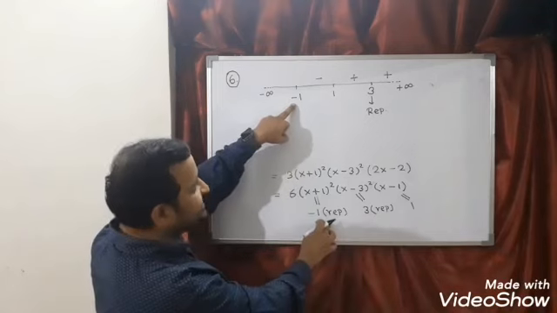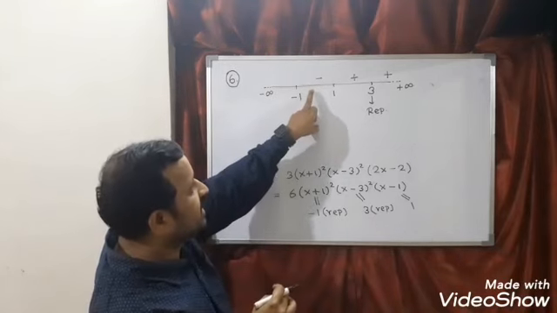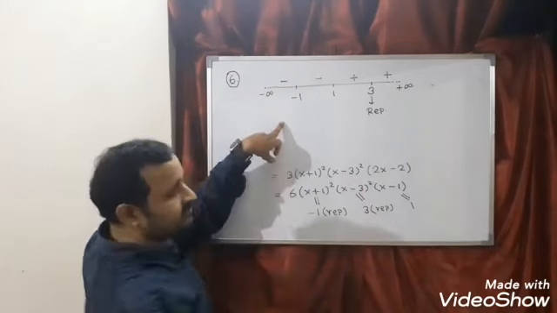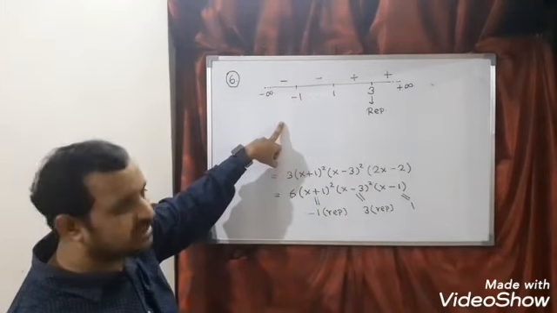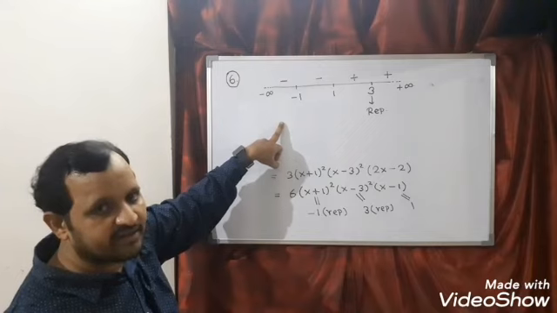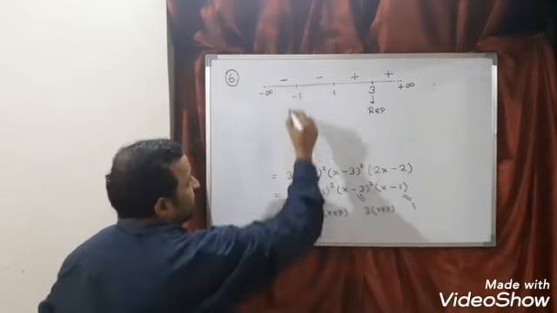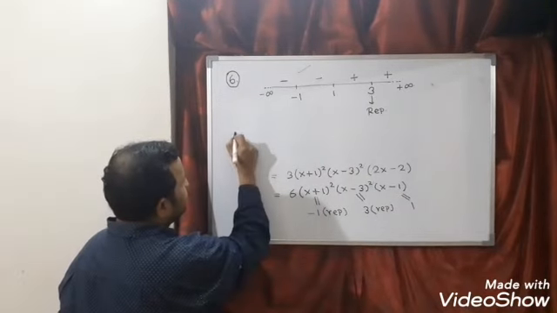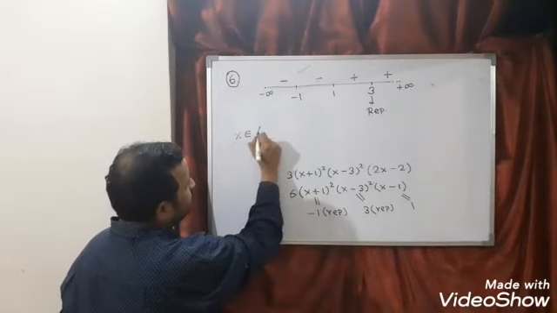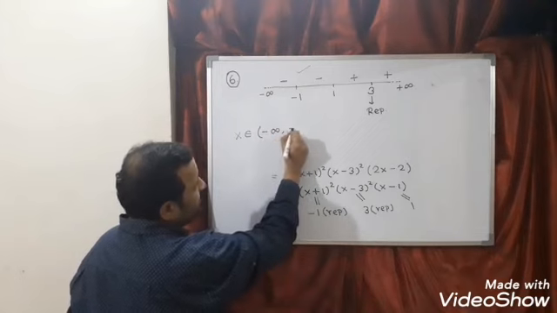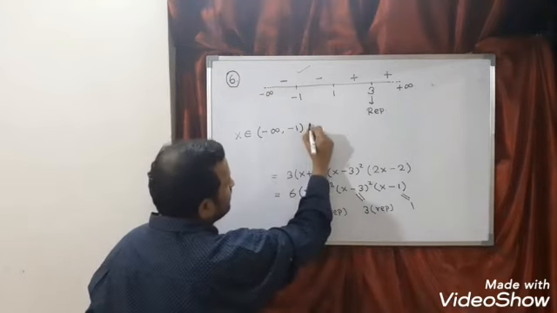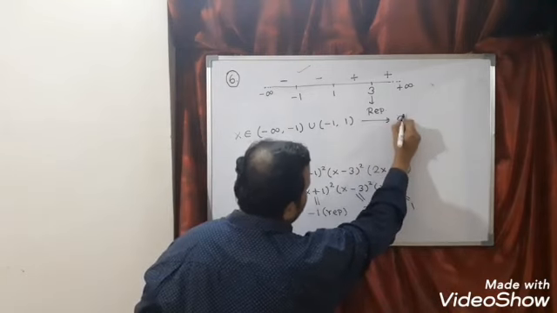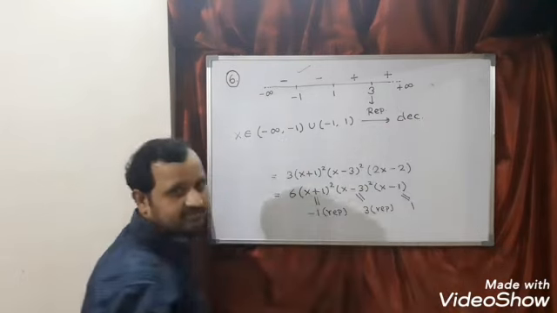What about minus 1? So minus 1 is repeated. And what is the sign after minus 1? Minus. So same sign will come here. Right. Question is: find the interval of increasing and decreasing. So minus sign represents what? Decreasing. So here I can say x belongs to minus infinity to minus 1, union minus 1 to 1. This is nothing but interval of decreasing.